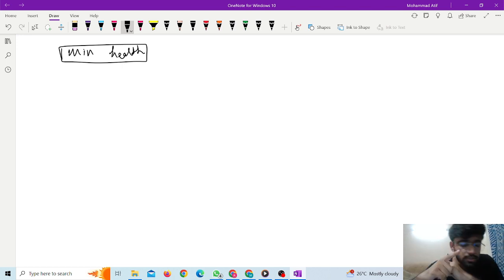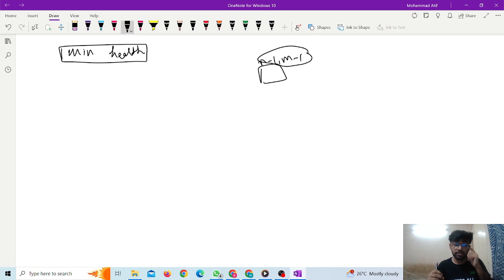And also note one thing, that the problem says that if at any point of time the health becomes negative, he won't be able to continue. If you want to reach point n minus 1 comma m minus 1 and the health there is a negative value, the knight won't be able to reach this location. So now let's see what the minimum possible health is.